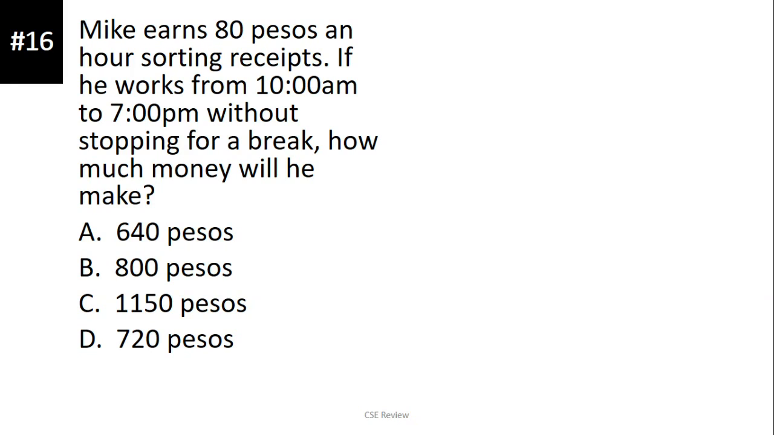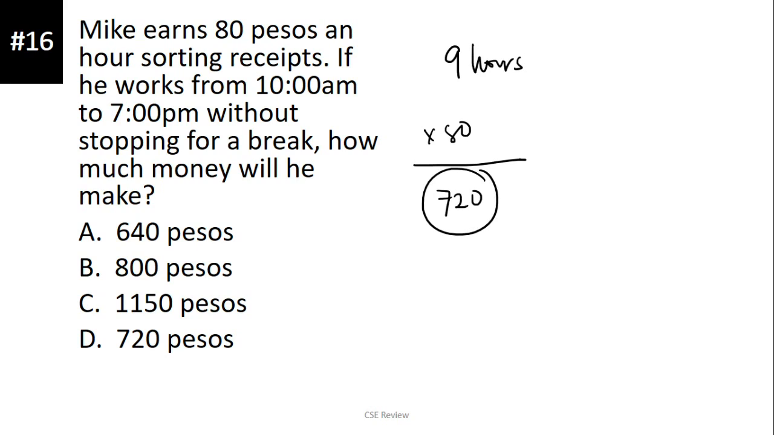Ang gagawin lang natin dito is to find out ilang oras siya nagtrabaho. Now, from 10 a.m. to 7 p.m., that is 9 hours. Paano natin nalaman? Kasi 10 a.m., 11 a.m., 12 noon, and then you start counting 1 ulit. So, 1, 2, 3, 4, 5, 6, 7. So, 9 hours. So, 9 times 80 pesos, which yung kinikita niya per hour. Okay? So, that is going to give us 720 pesos or letter D.